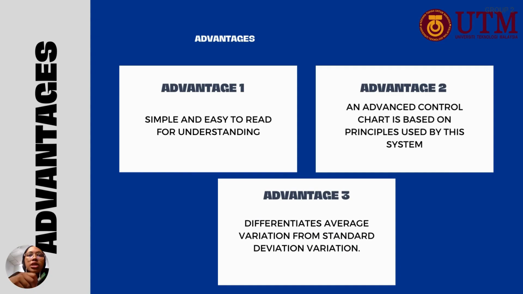So there are three major advantages of using this kind of chart. The first one is that it is simple and easy to read and understand, and it is very efficient to use in industrial lines, and it also enables control charts based on principles used by the system. And lastly, the major advantage is that it can help to differentiate average variation from standard deviation variation.